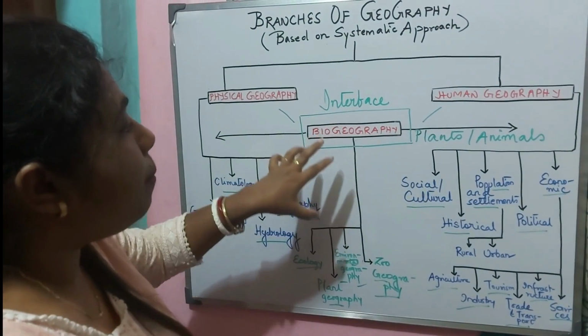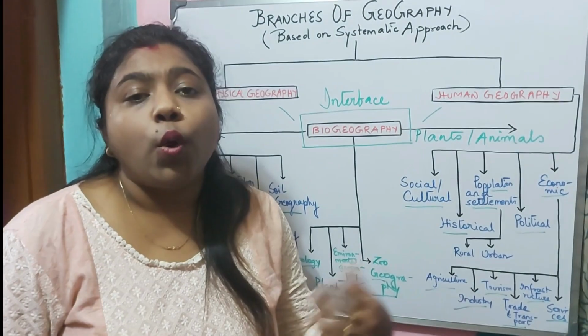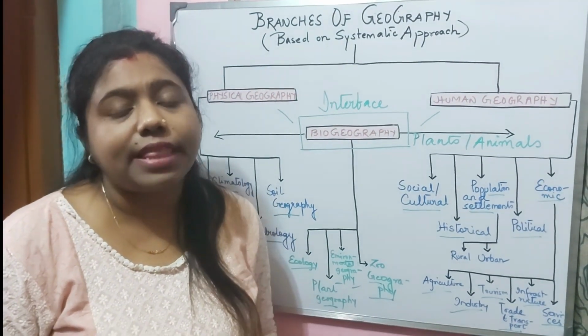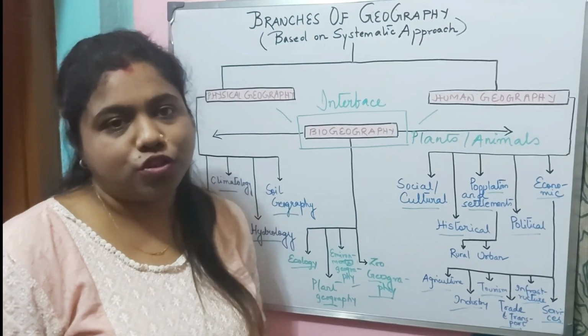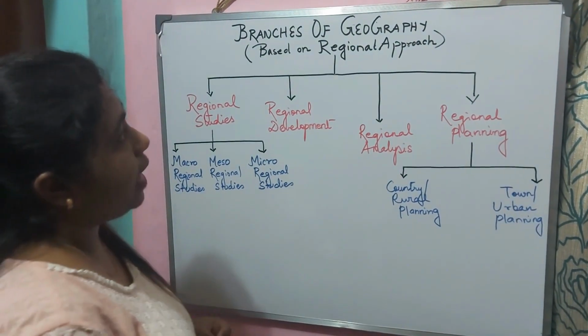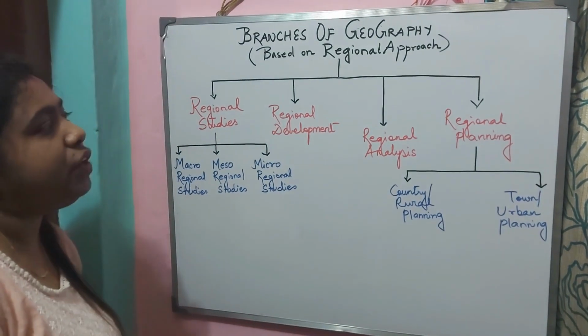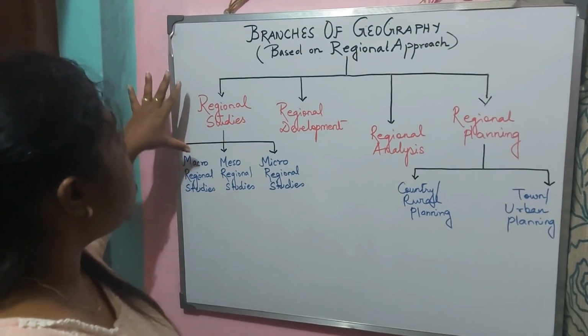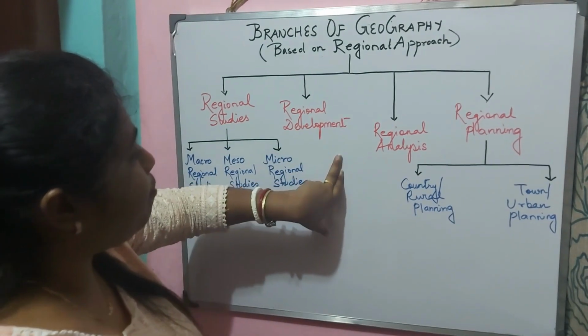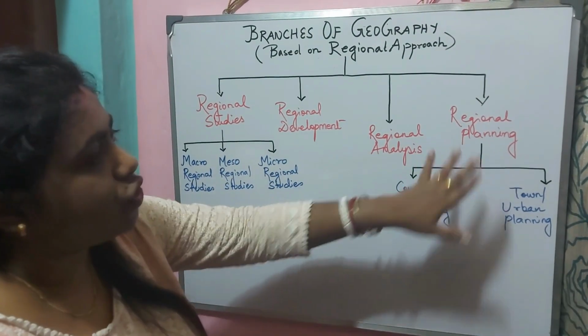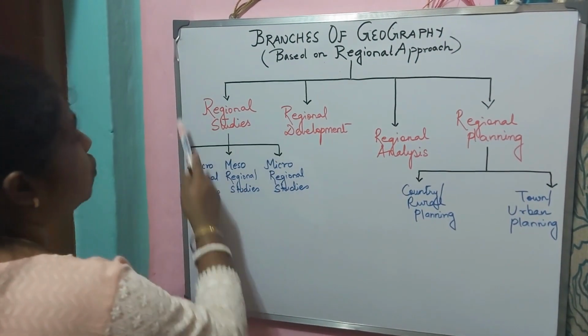So I hope you all understood physical geography, branches of physical geography, branches of human geography, and the branches of biogeography. Now let us move ahead with the next branch of geography, that is based on the regional approach. On the basis of the regional approach, geography is divided into regional studies, regional development, regional analysis, and regional planning. Now let us move ahead with regional studies.